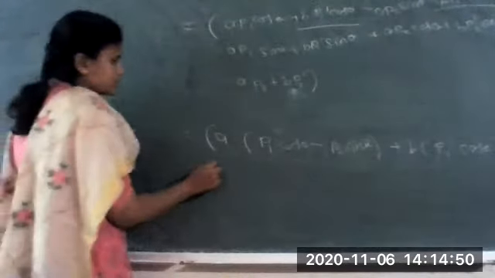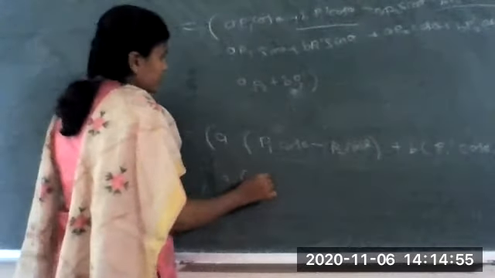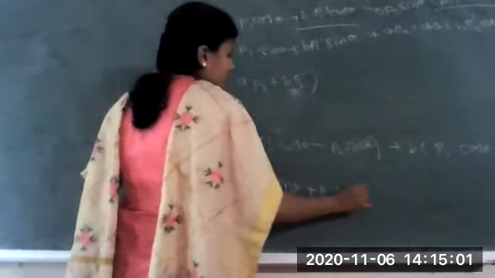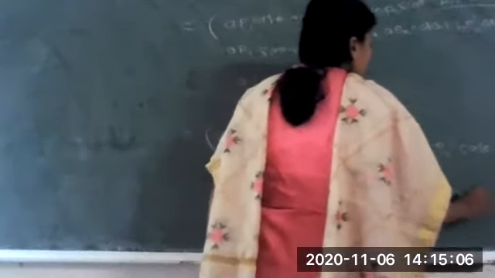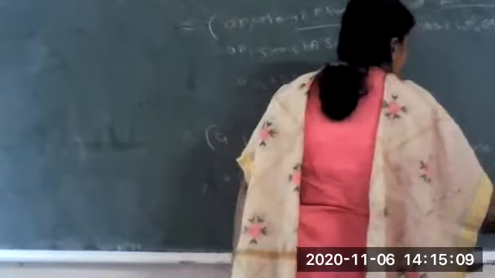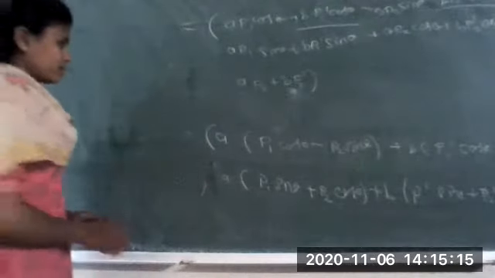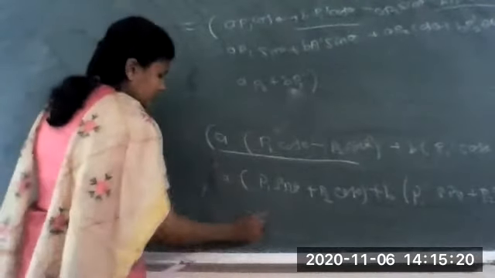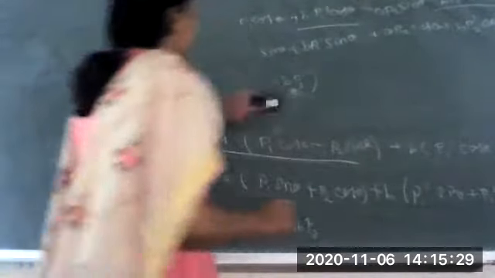So what we have next is a. The second one is a times P1 sin theta plus P2 cos theta, plus b times P1 dash sin theta plus P2 dash cos theta. The last one as it is. So now we can write this as a times the first, second and third coordinate, which is Cp, plus this one.